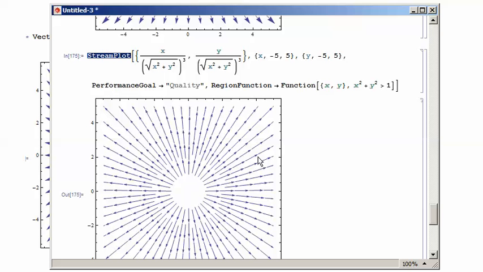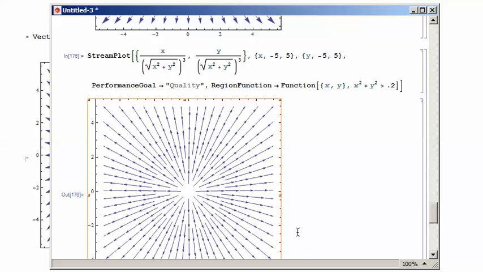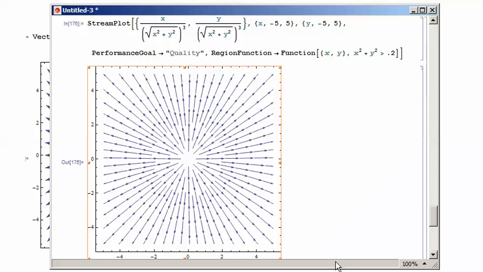StreamPlot only tells you the direction, it doesn't attempt to tell you the magnitude. It looks like my region function actually did do its work. Let's see if this changes if I change that to 0.2. Yeah, it made the region inside there a little bit smaller. But the key is the magnitude of this thing is supposed to be tied to the distance. It should drop off with the inverse square of the distance.